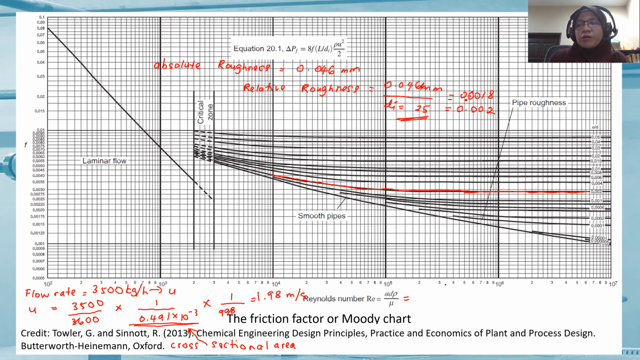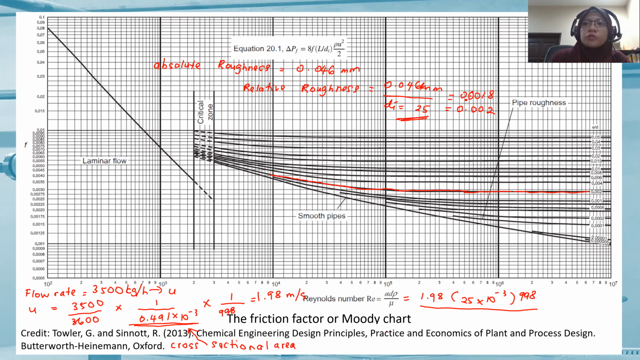So we put all the information in to calculate our Reynolds number. Our Reynolds number is 1.98 for the velocity times 25 of the internal diameter, which I change into unit meter, and then times density, which is 998. The unit is meter, so it should be okay. Make sure you check the units so it's easy to cancel and you won't get a wrong answer. I do not put the units here because the space is so limited.